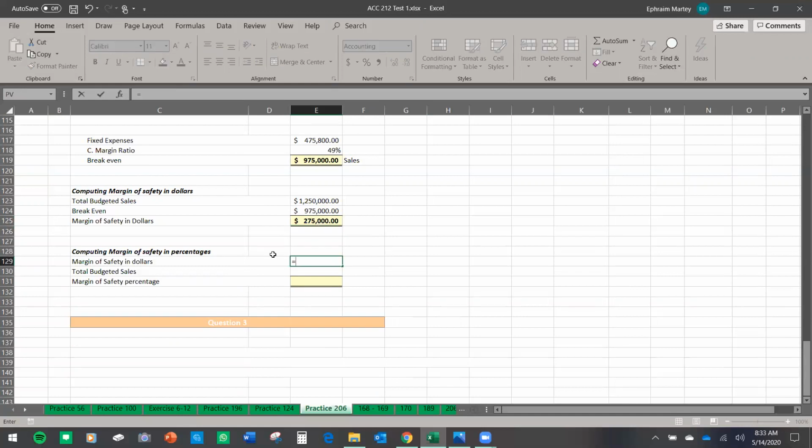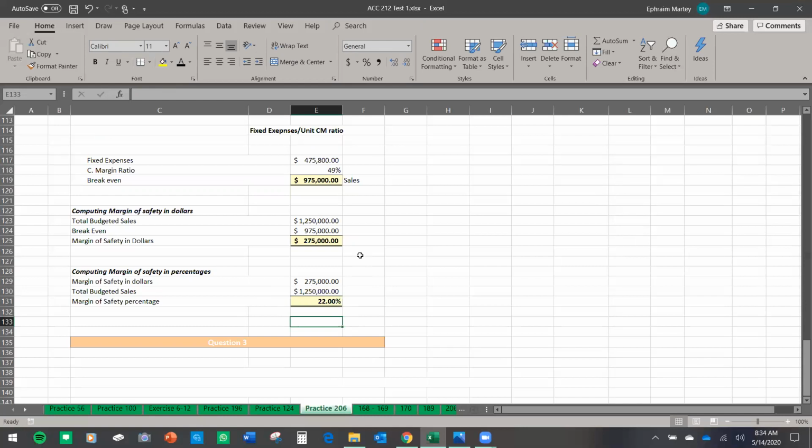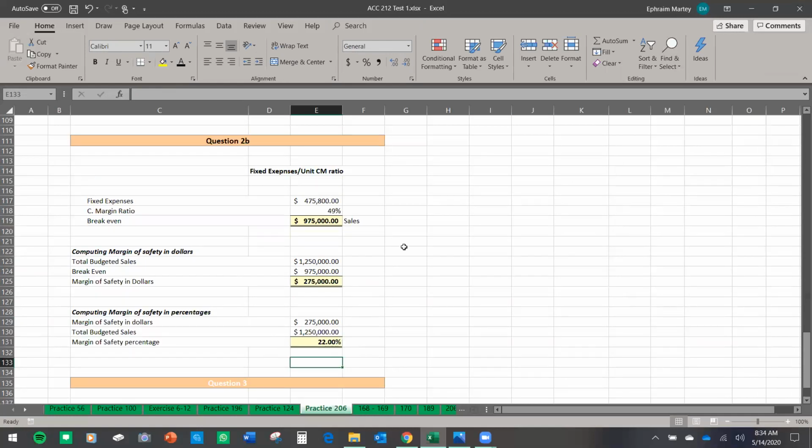I'm going a little bit faster. Margin of safety in dollars is 375,000, and what's our targeted sales is this one. This is where we divide. We take this and divide by that. That should be around 22%. Yep, 22%. So we have 22% as a margin of safety. Does that make sense? Great. You can feel free to pause the video and redo it or rewatch it. We're just trying to beat time right here.